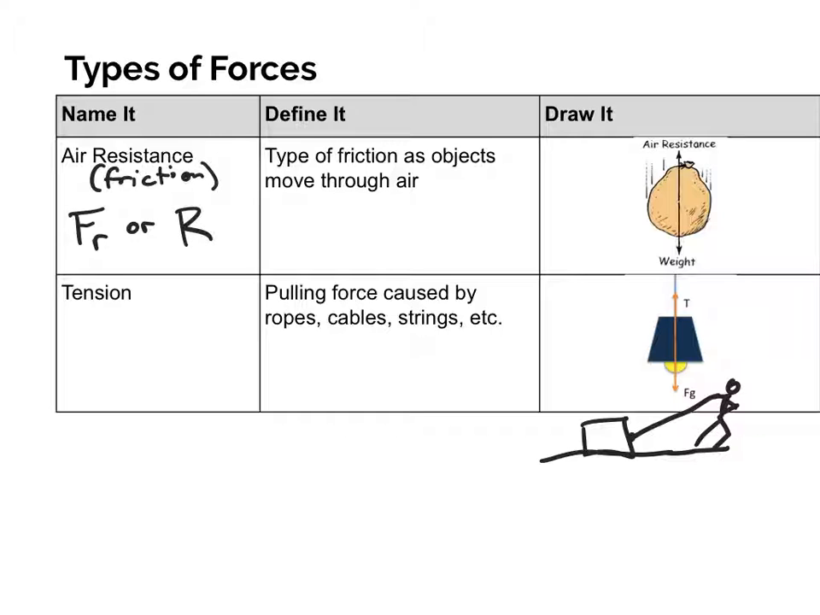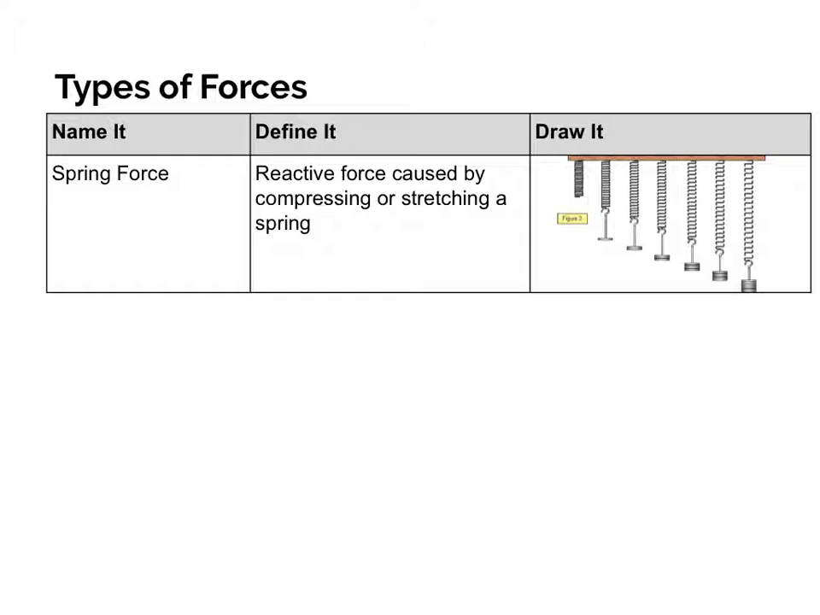Okay? When you use some sort of rope or cable or string, it's going to create what's called a tension force. And that tension force is like a pulling force. Tension is never going to be a pushing force, but it's always a pulling force acting in the direction of that rope, string, or cable, or whatever it is. Okay? Tension we're going to label either with a capital T or you'll see FT for the force of tension.